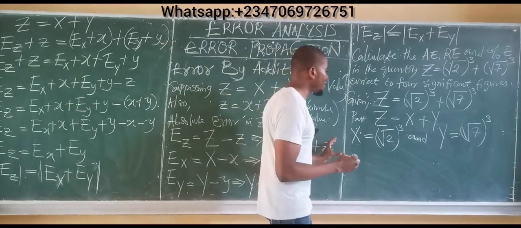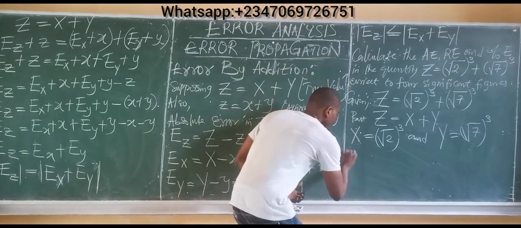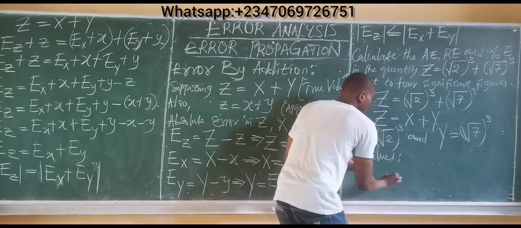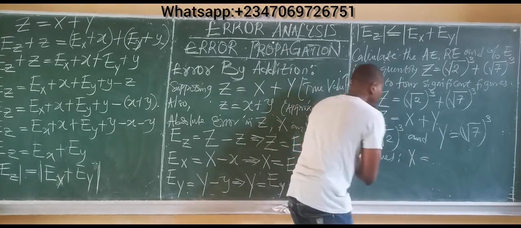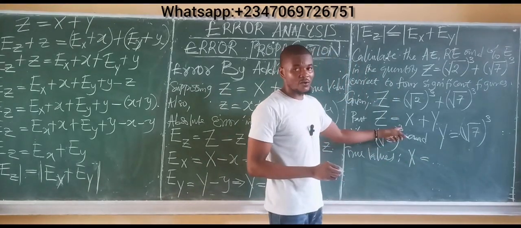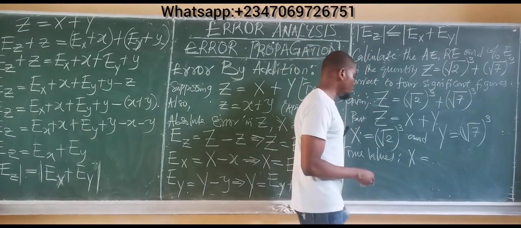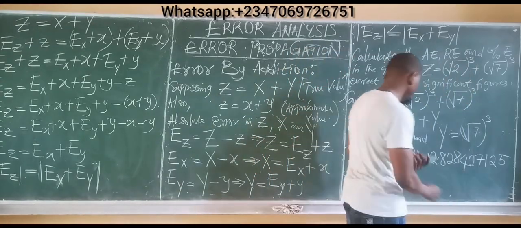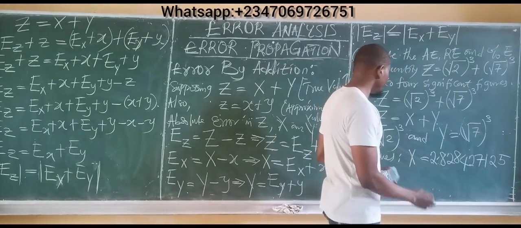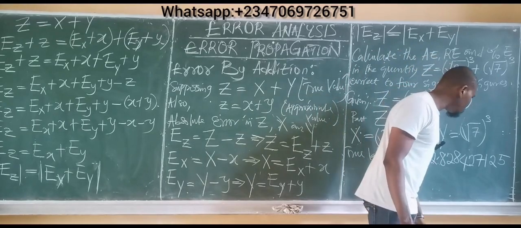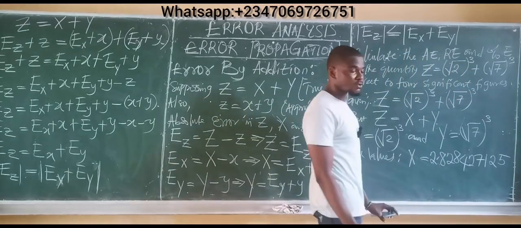So let's first find the true values. For capital X, we simply find square root of 2 to the power of 3. That becomes our true value. So let's find square root of 2 to the power of 3. The true value of root 2 to the power of 3 simply gives us 2.828427125. This is our true value.